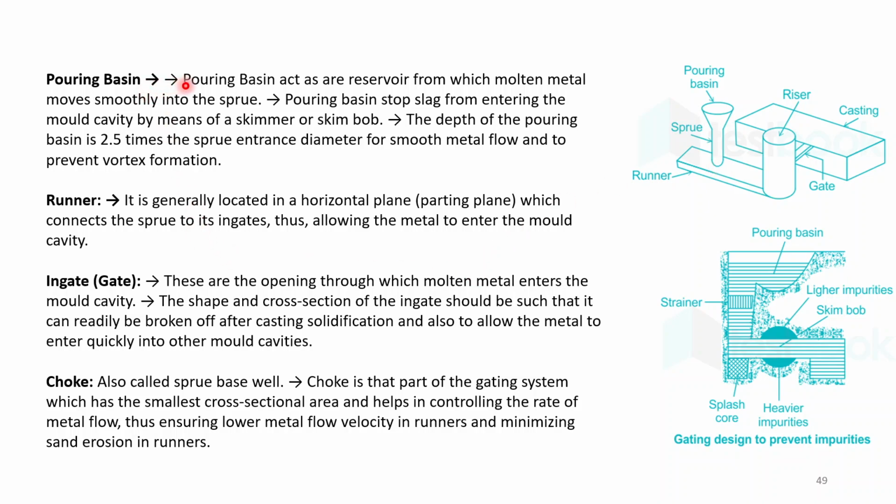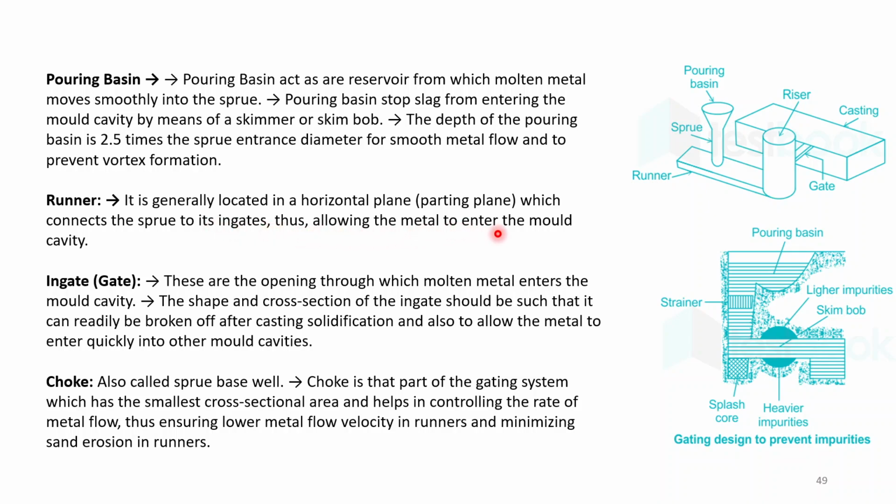Okay, so pouring basin acts as a reservoir from which molten metal moves smoothly into the sprue. Pouring basin stops slag from entering the mold cavity by means of a skimmer or skim bob, and the depth of the pouring basin is 2.5 times the sprue entrance diameter for smooth metal flow and to prevent vortex formation.